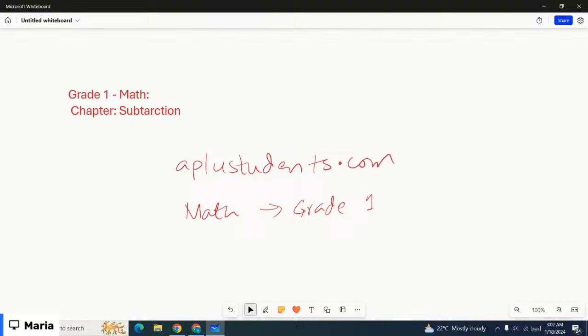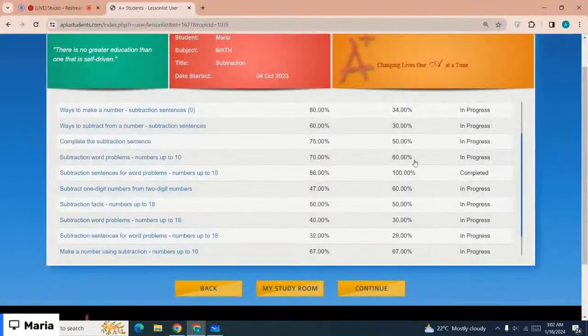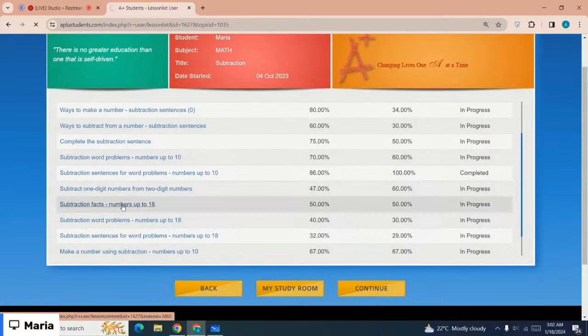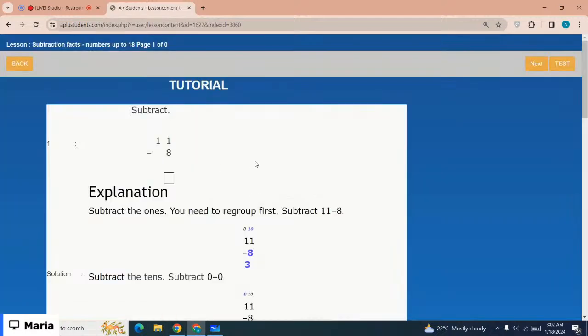Please make sure you have your notebook and pencil so that you can note down the important examples and definitions as well. So let's start with the lesson subtraction. We're going to start with the lesson that is subtraction facts numbers up to 18. The first example is 11 take away 8.